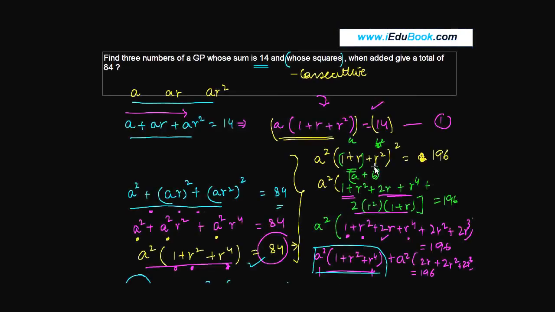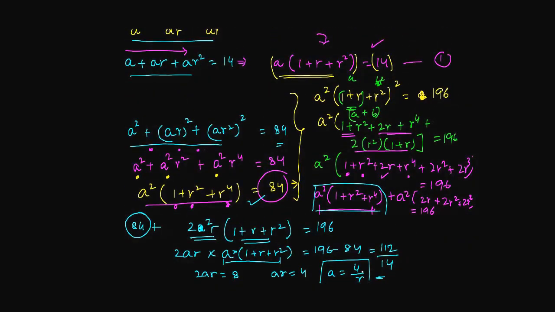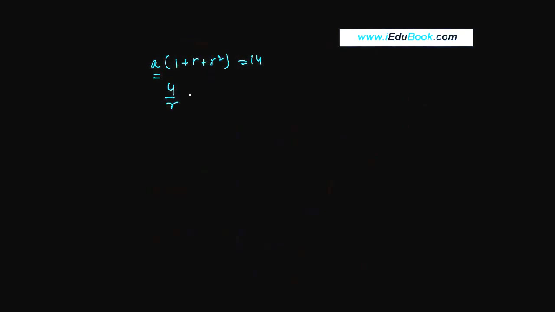So you have a into 1 plus r plus r square is equal to 14. What is the value of a that we've got? We've got a is equal to 4 upon r. So 4 upon r into 1 plus r plus r square is equal to 14. Or if you open the bracket, 4 plus 4r plus 4r square is equal to 14r.